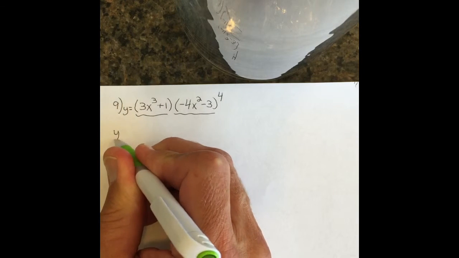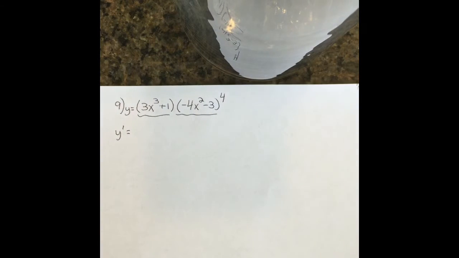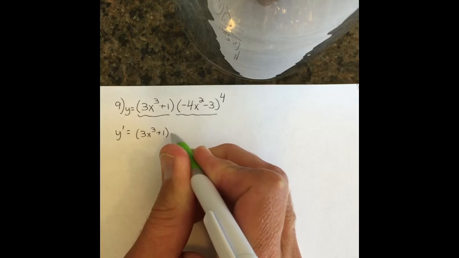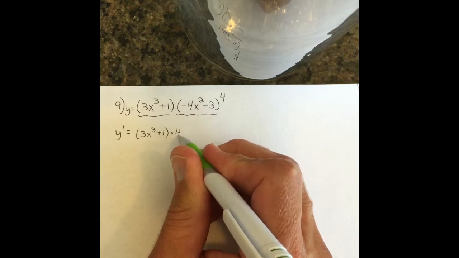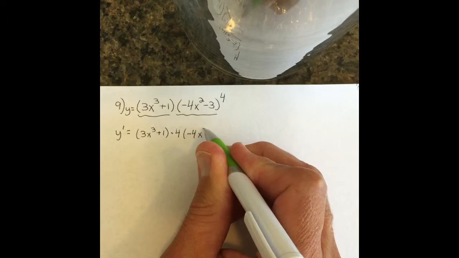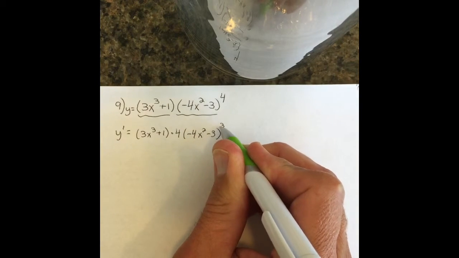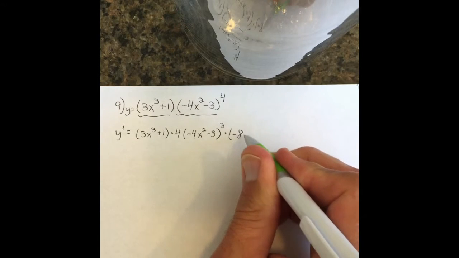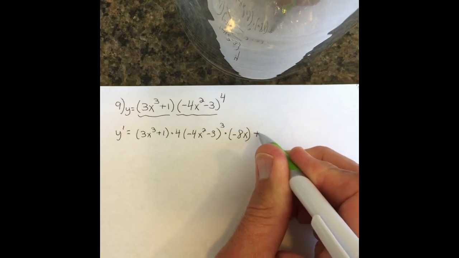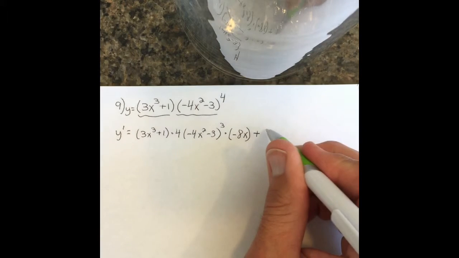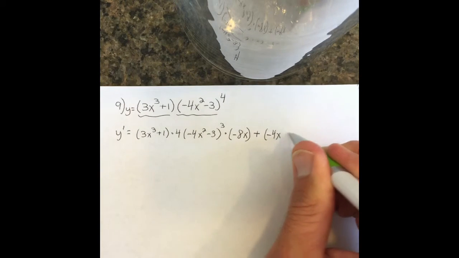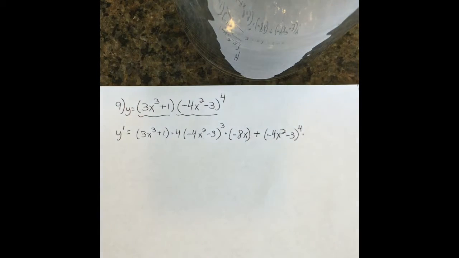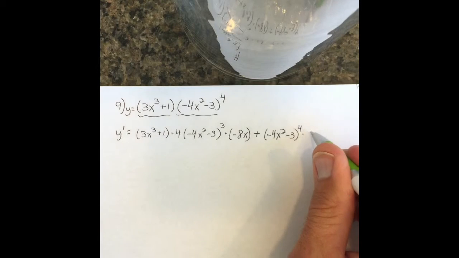So your derivative is going to be this from product rule. So y prime is going to be the first factor, which is 3x cubed plus 1, times the derivative of the second factor, which is 4 times the quantity negative 4x squared minus 3 to the third power, times the derivative of what was in parentheses, which is going to be a negative 8x. And then plus the second half of product rule, which is the second factor times the derivative of the first. So the second factor is negative 4x squared minus 3 to the 4th power, times the derivative of the first factor, which is going to be 9x squared.